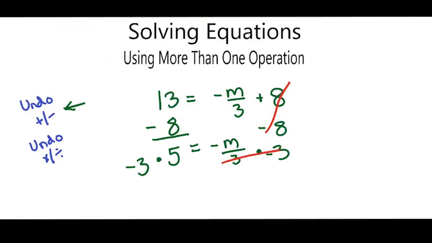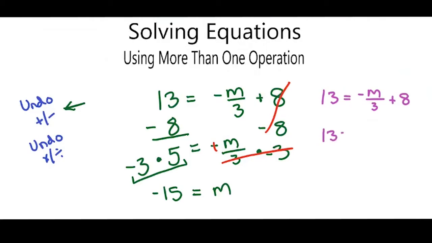So that cancels the 3 and the negative sign, and I am left with m on the right side. Now I multiply negative 3 times 5, and that's negative 15. So far I have that m is equal to negative 15. So now I need to check my solution. So I'm going to test it, rewrite my original equation, which is 13 equals negative m divided by 3 plus 8. So I'll replace my m with negative 15.